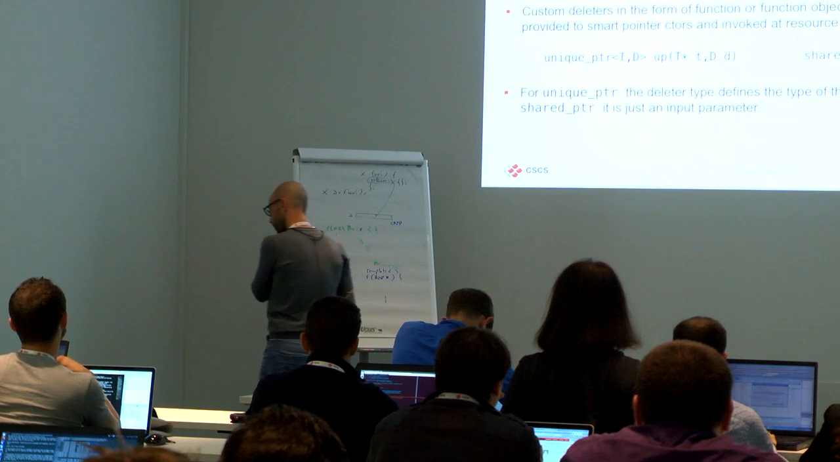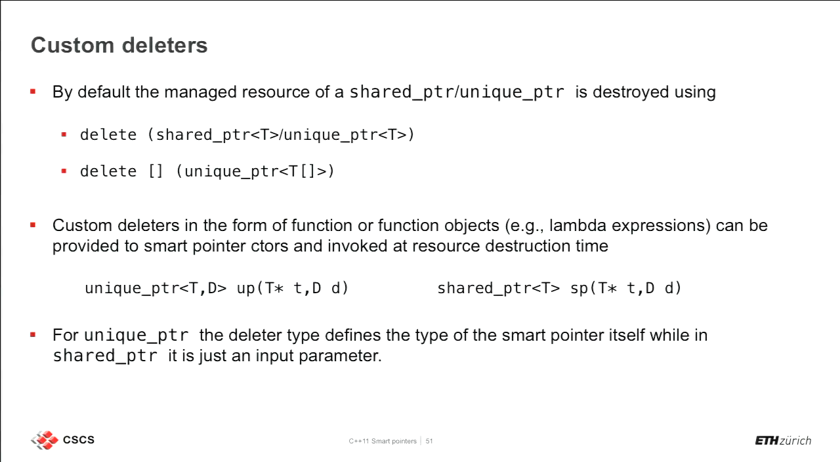So how is the pointed resource deleted by the smart pointers, by the shared pointer and unique pointer? By default, the memory location allocated in the first creation on the heap is destroyed using the standard delete operation when you're using a shared pointer or a unique pointer to a single object T. It is instead default deleted using the delete with the square brackets if you are using a unique pointer with the template specialization for the array type, of course. This is the default condition.